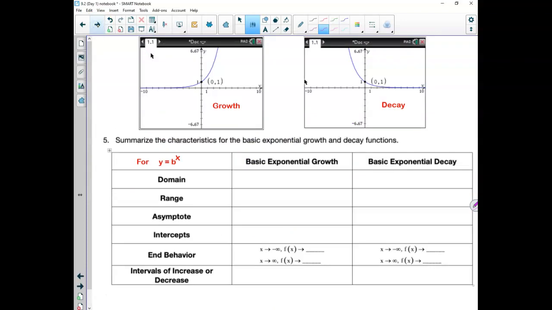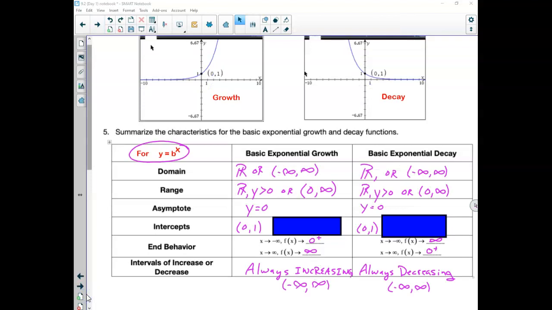Okay? Last page we're on here. I took the liberty of just making a growth function and a decay function for you. And what I would like you to do is hit pause. Feel free to look at my graphs as you're filling out this table, and this is going to round us out for the day. So I'm going to fill mine out, you fill yours out, and remember this is going to be for y equals b to the x. Again, our a value is going to be 1, okay? Fill it out.